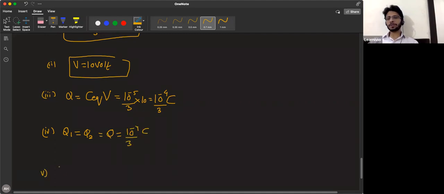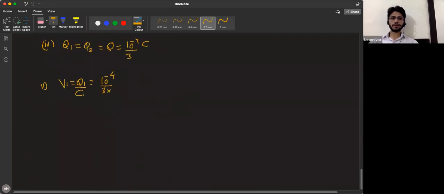After charge stored in each capacitor, I need the voltage across each capacitor. What is the expression for calculating voltage? We have charge, so Q by C, that's Q1 by C1. Q1 is 10 raised to the power minus 4 by 3. C1 is 5 microfarad, 5 into 10 raised to the power minus 6. So that is 100 by 3 into 5, which cancels out to 20 by 3 volt.